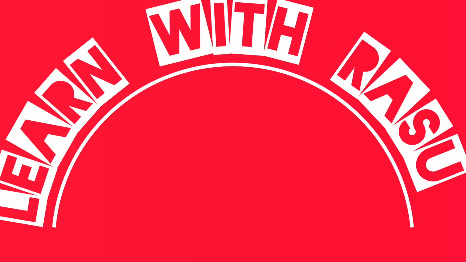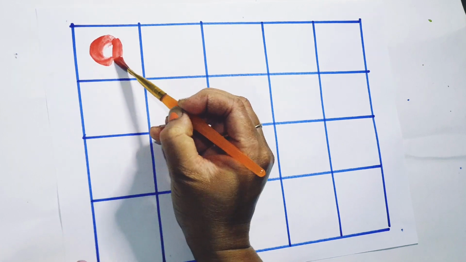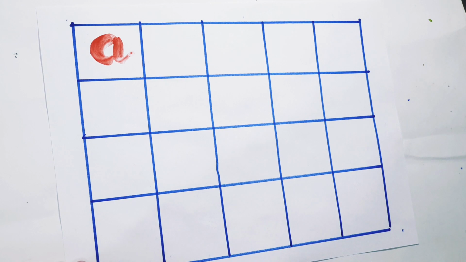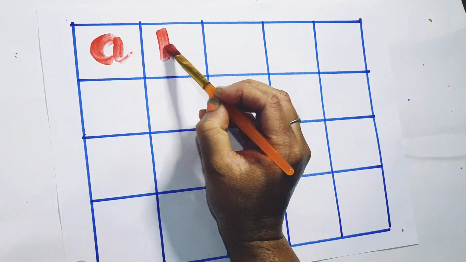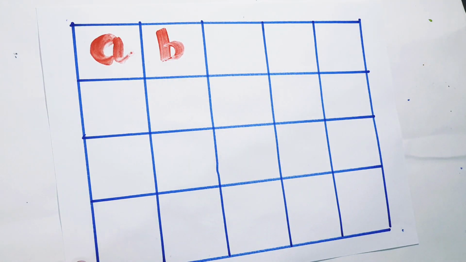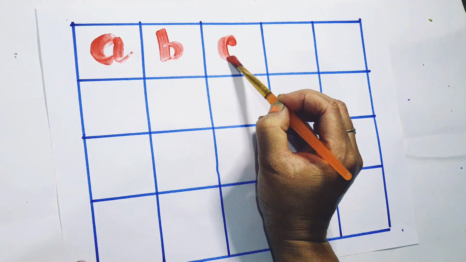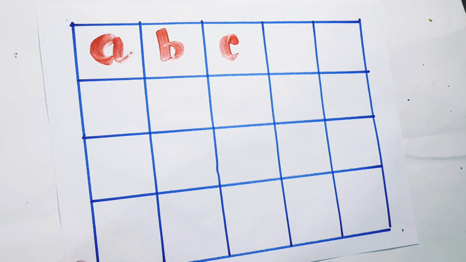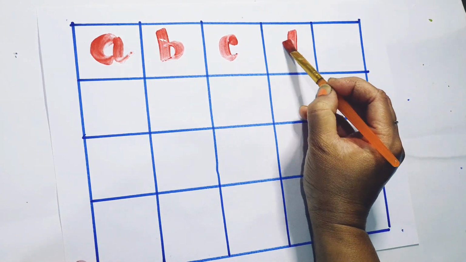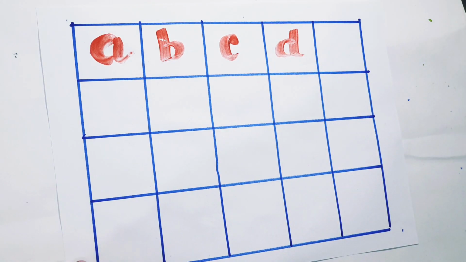Today we are going to learn ABCD and some numbers. Let's start. Red color. A for aeroplane. B for butterfly. C for cat. D for dog.